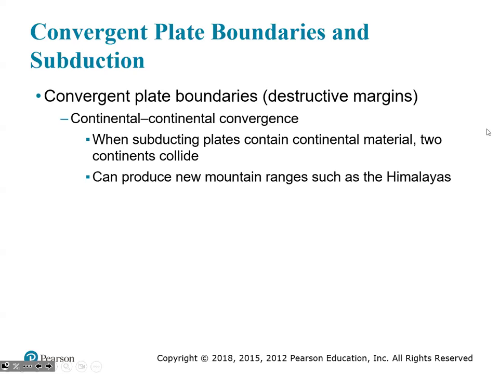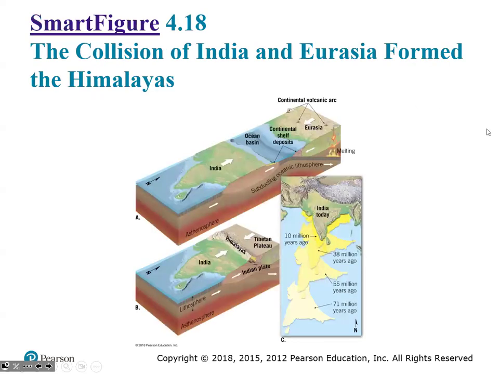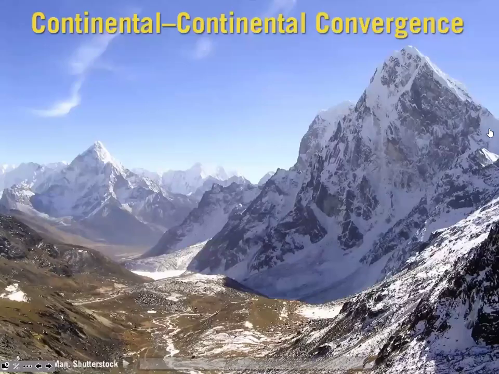But the current case, that's the classic example, is the Himalayas or the Alps, which are both produced this way. The Himalayas is where the Indian subcontinent has slammed into Asia. It is still heading north. And so the material in between is folding and buckling and piling up. We'll cover that in more detail when we talk about mountain building. But this is the collision of India and Eurasia that formed the Himalayas. So we have a continental convergence.